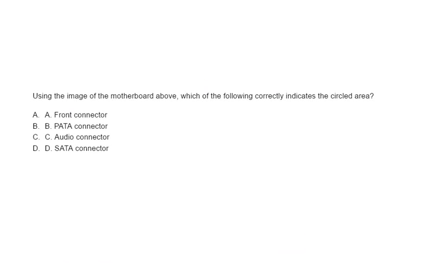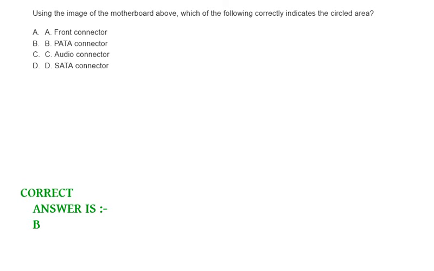Using the image of the motherboard above, which of the following correctly indicates the circled area? Option A. Front connector. Option B. PATA connector. Option C. Audio connector. Option D. SATA connector. Correct answer is option B.